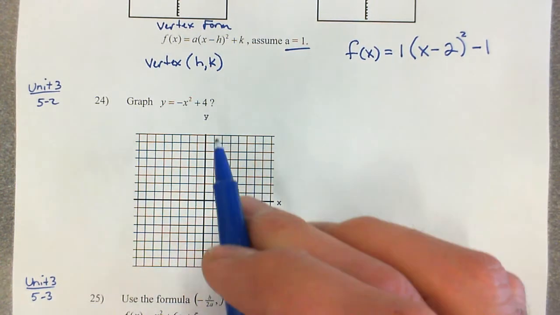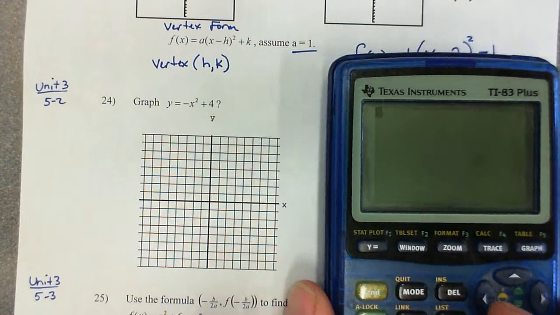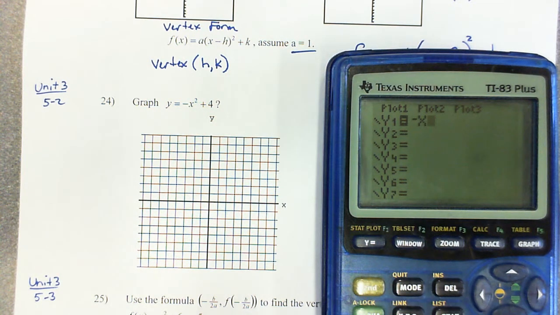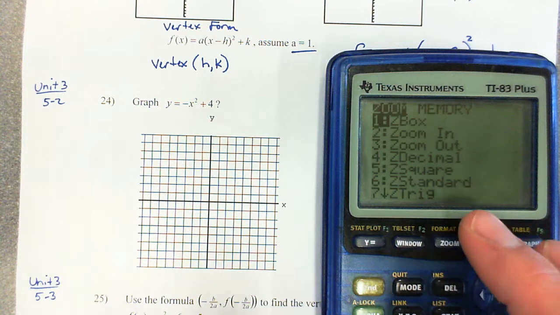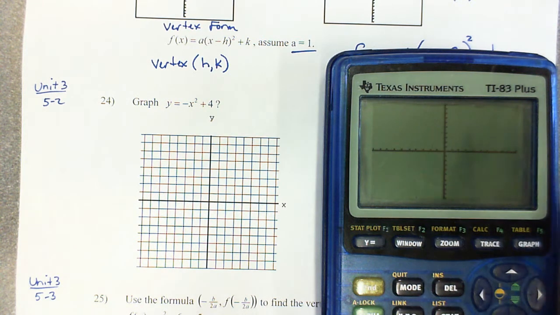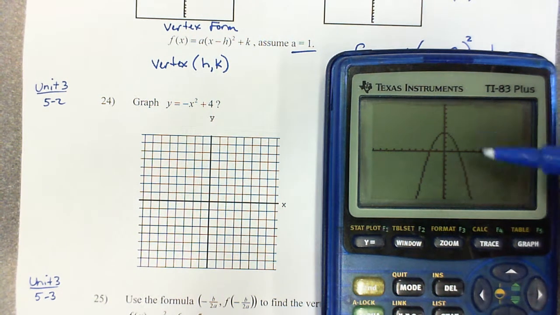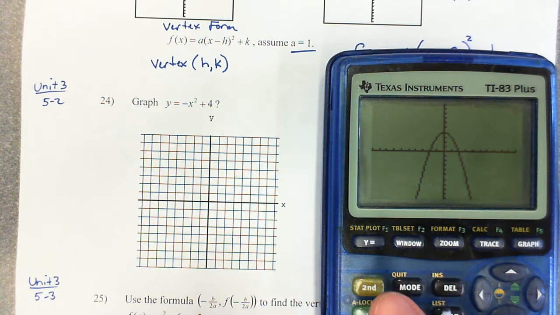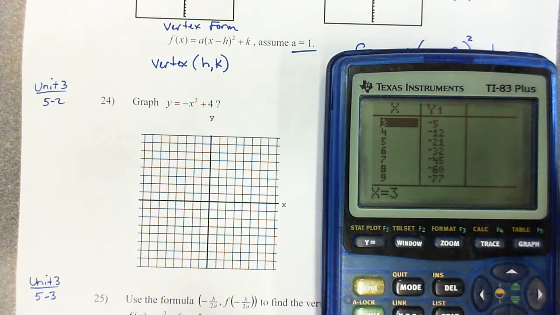On 24, here, they give you an equation and ask you to graph. Again, this is going to be multiple choice, so from your calculator, if you plug in negative x squared plus 4, and you hit graph, and again you might need to zoom standard, zoom 6, to get this to be a 10 by 10 graph, you've got what the basic graph should look like. Now that might be enough to answer the question. However, you might need to look at some points. So you hit second and the graph button, and you can get your table of values.